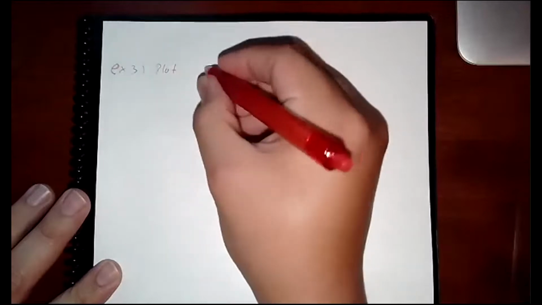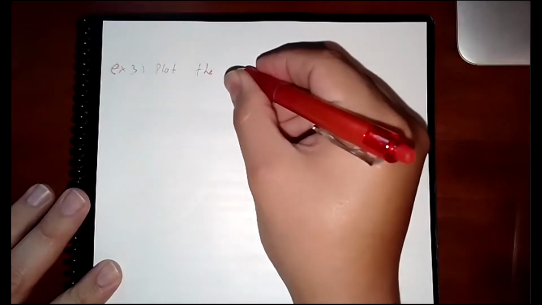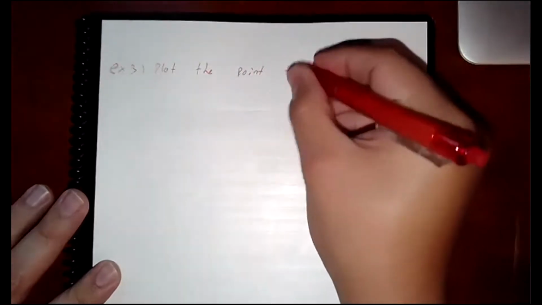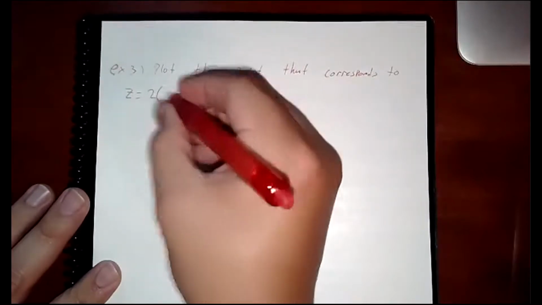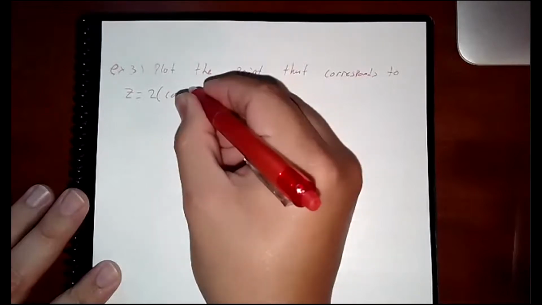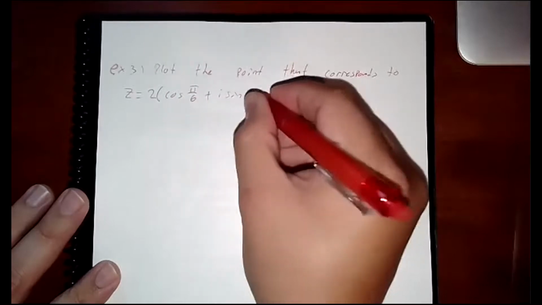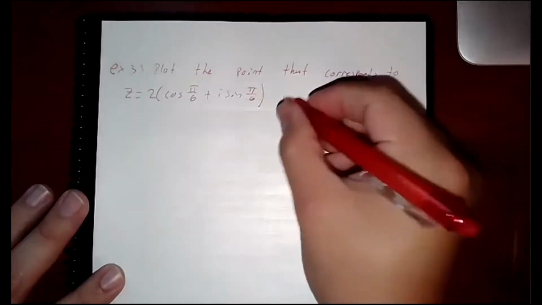Okay. So plot the point that corresponds to z equal to 2 times cosine pi over 6 plus i sine pi over 6 in the complex plane.